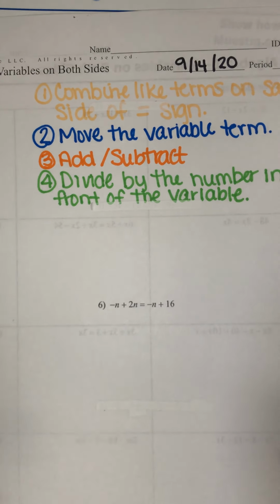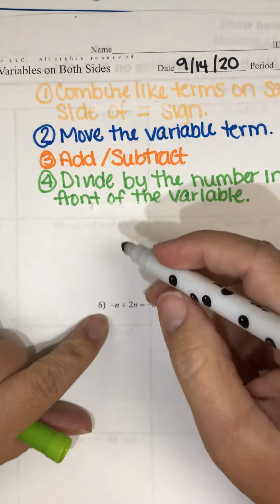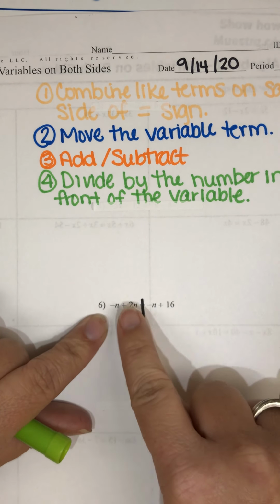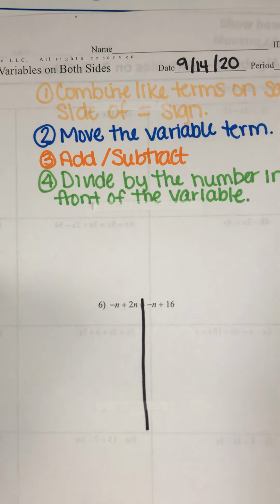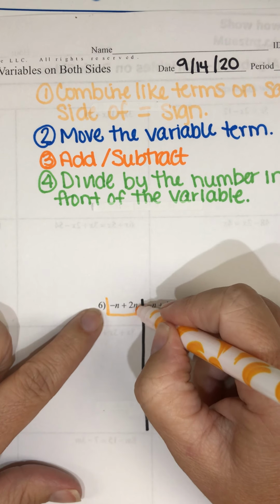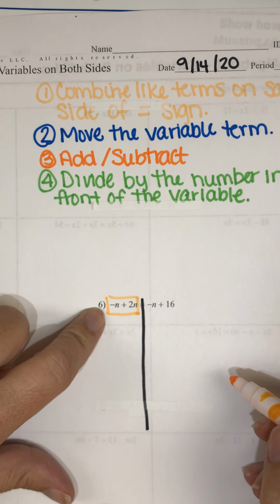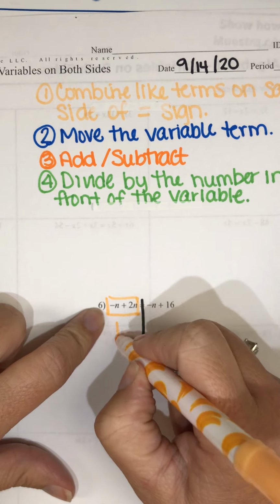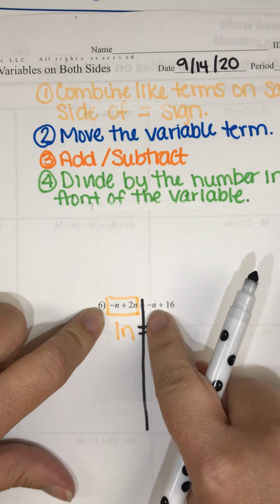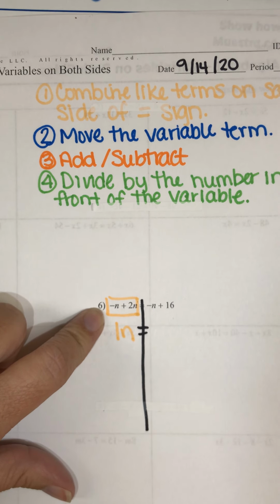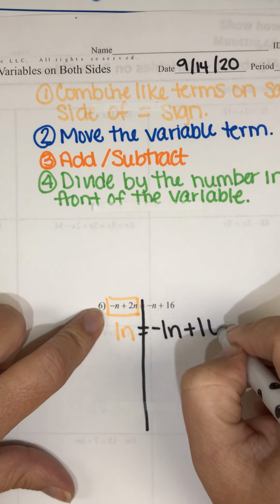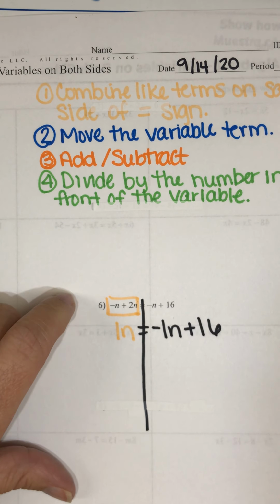The next example is number 6 here on my worksheet, and I'm going to draw my line down the center. And I want to look on the left side to see if there's any like terms. And in this case, there are. I have negative 1n plus 2n. If I put those together, negative 1 plus 2 is 1n. And then I'm going to bring down everything else that I didn't touch. And looking on the right side, there's not any like terms. So I'm just going to bring them down. Negative 1n plus 16.